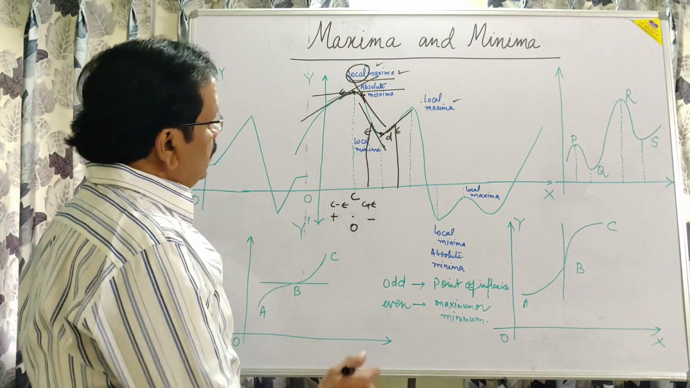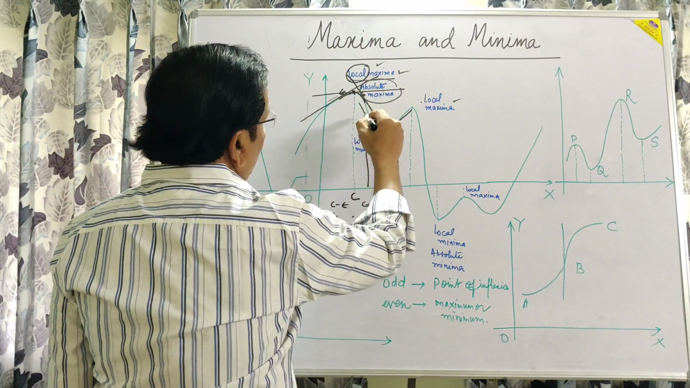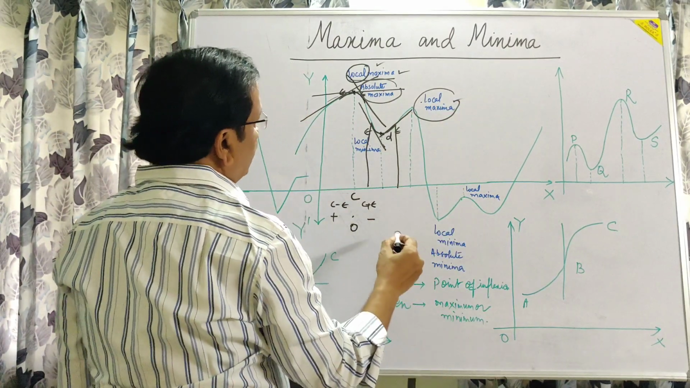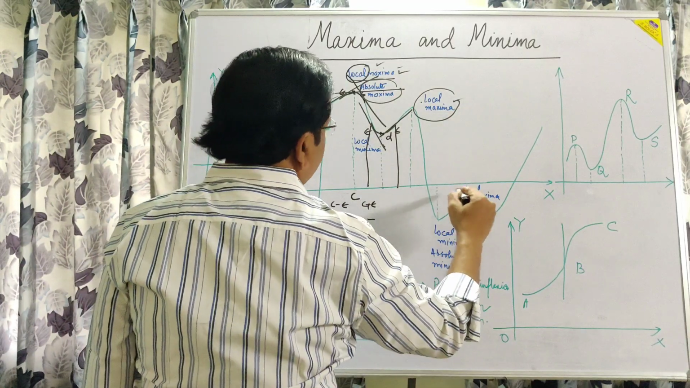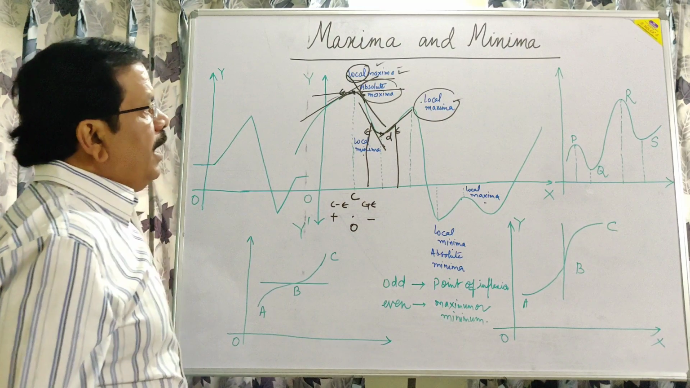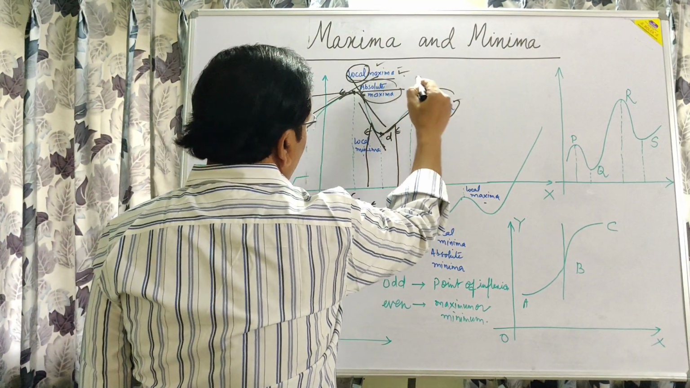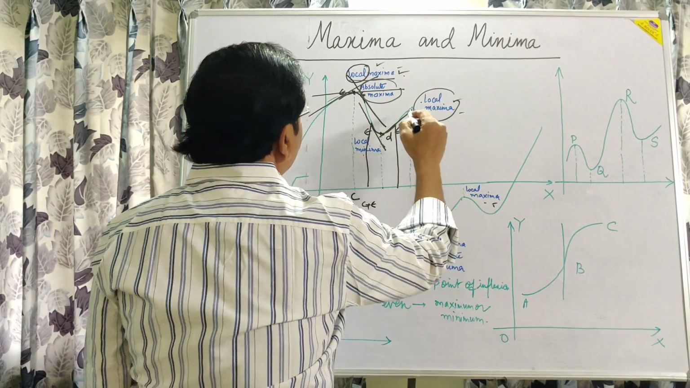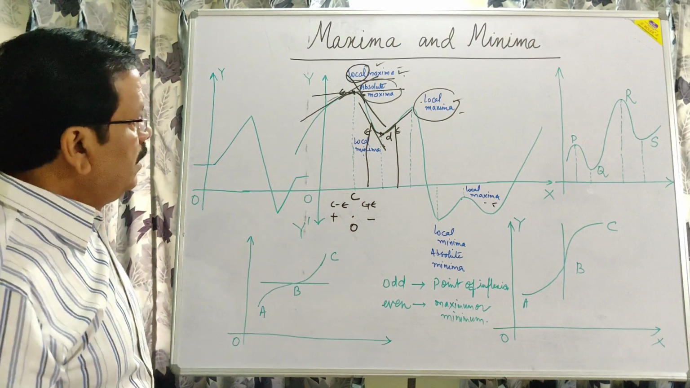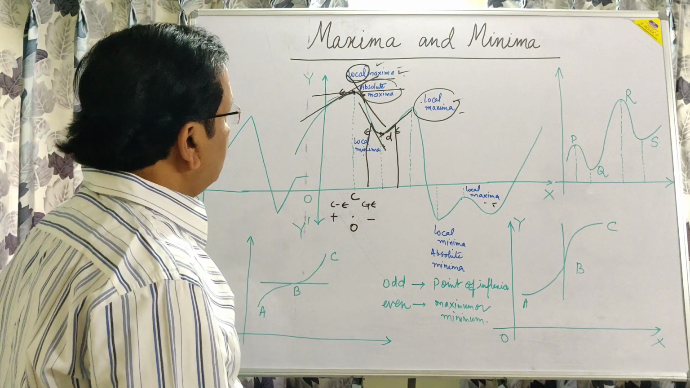Okay, now come to the absolute maxima. We can get so many local maxima or local minima in the same curve. You can see here there are 3 local maxima and 2 local minima. After finding all the values of these local maxima, whichever is the maximum will be taken as the absolute maxima or global maxima. This is another terminology that we use.